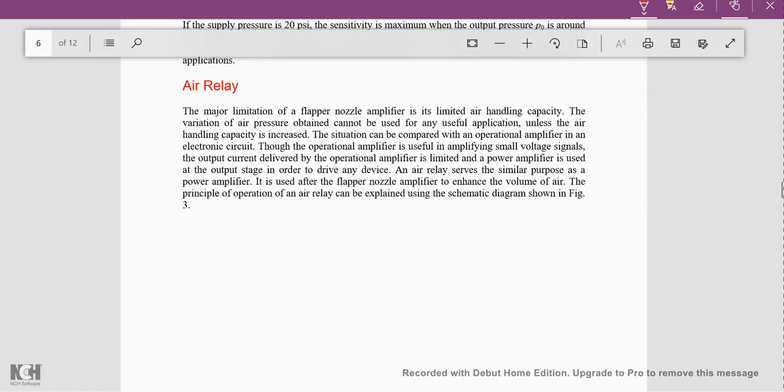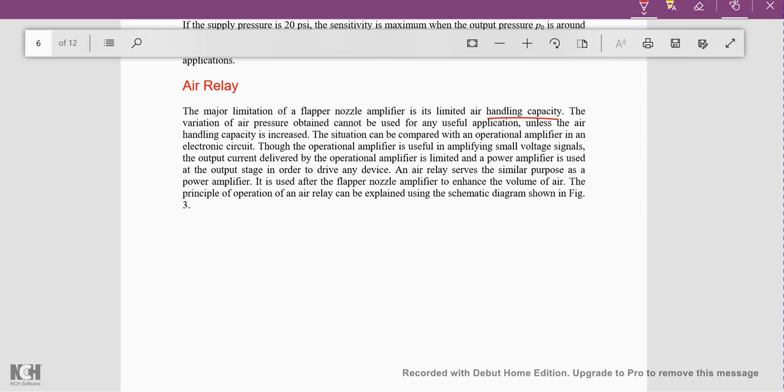Now next, a very important component once again in pneumatic control systems is the air relay. The major limitation of the flapper nozzle amplifier is its limited air handling capacity. As we mentioned, it is 3 to 15 psi. The variation of air pressure obtained cannot be used for any useful applications unless the air handling capacity is increased, because sometimes we require more air pressure. In that case the flapper kind of operation does not suit, as it is limited to an air pressure range of 3 to 15 psi.